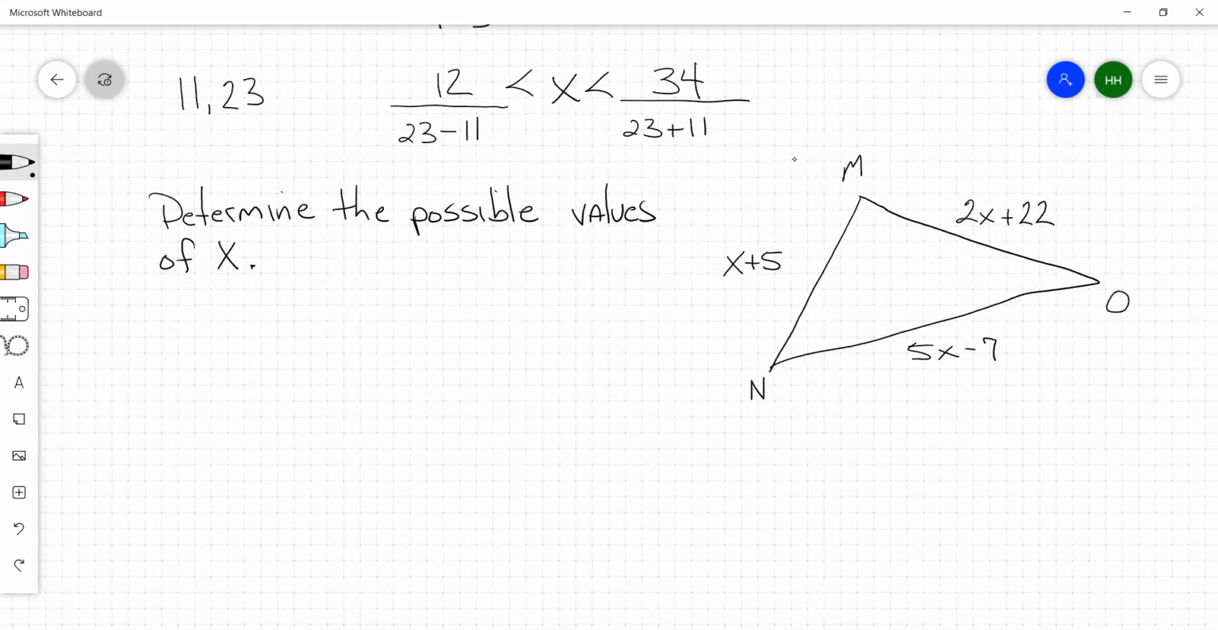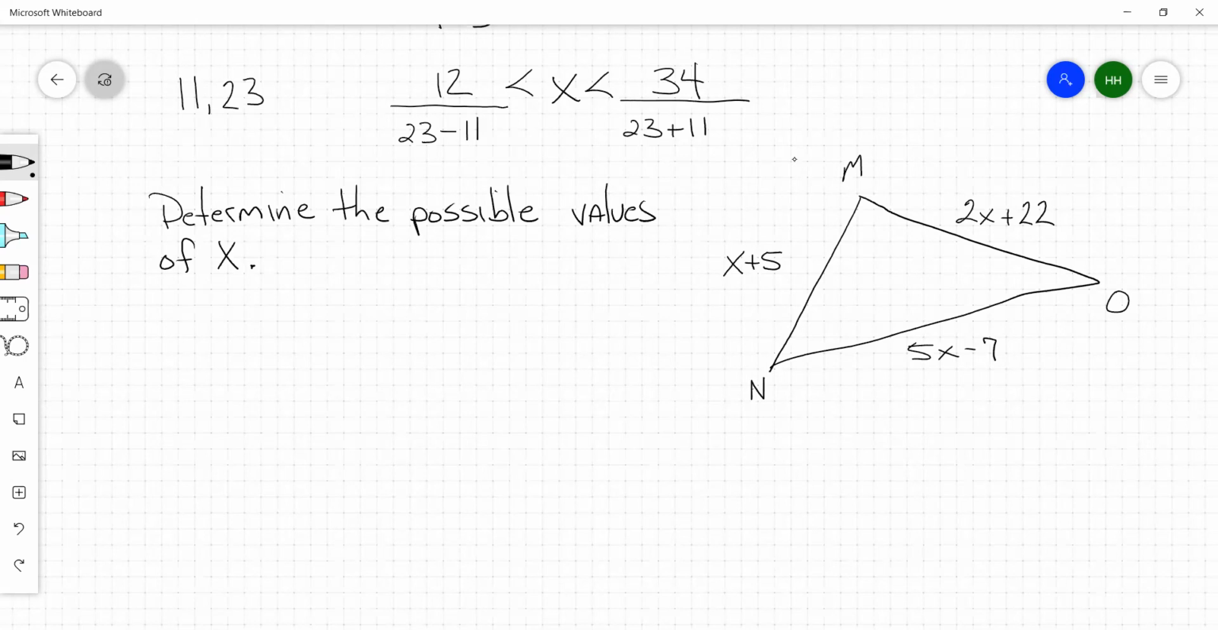Now, if you go back to that first theorem that you wrote down, the triangle inequality theorem, remember it said that any two sides added together needed to be greater than the third side. Agreed? So that's what you have to do here. You have to set up three inequalities.